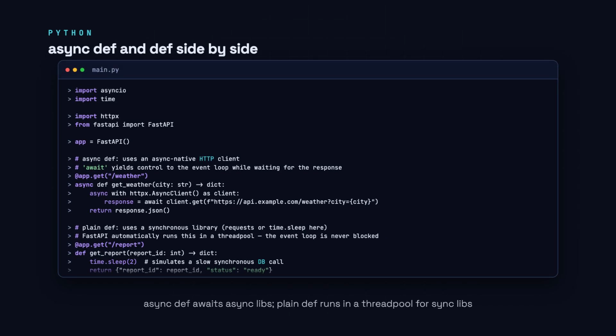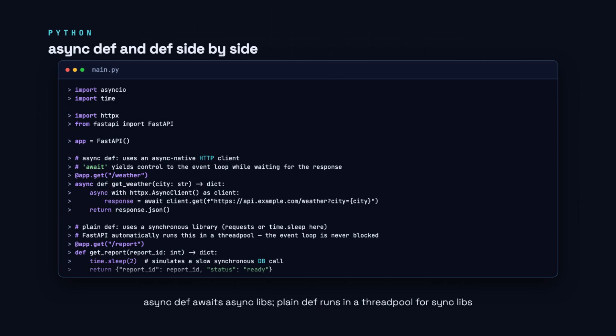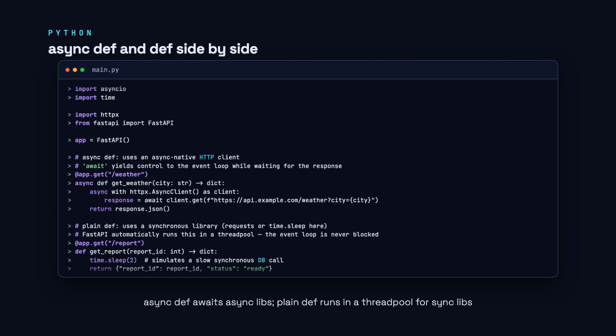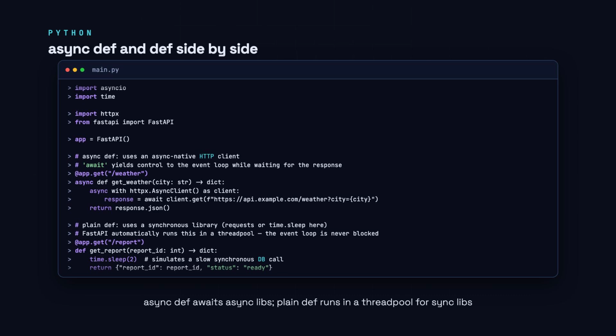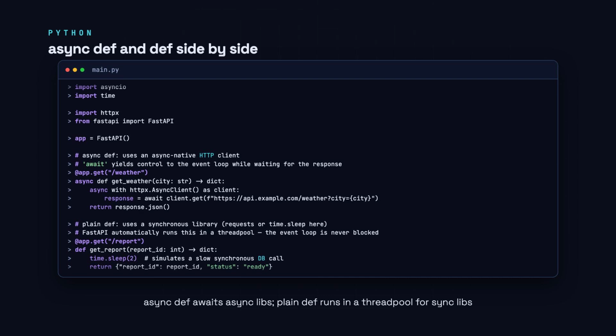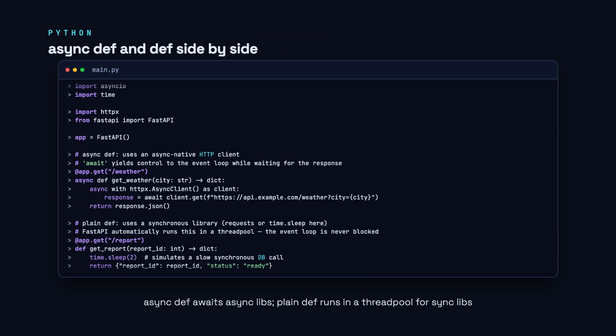Here we have two path operations on the same FastAPI app. The first, get_weather, is declared with async-def. Inside it, we use httpx.async, an async-native HTTP library. The await keyword on the get call tells the event loop to go handle other requests while the network round trip completes. The second, get_report, is plain-def. It calls time.sleep, which is fully blocking and synchronous. Because we use def instead of async-def, FastAPI automatically sends this function to a thread pool, so the event loop thread is never held up by that 2-second sleep.